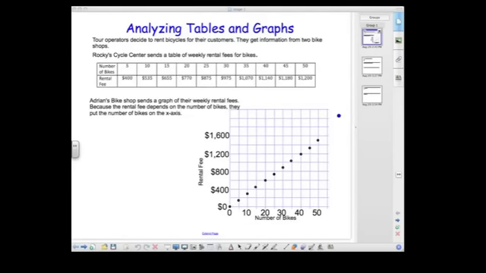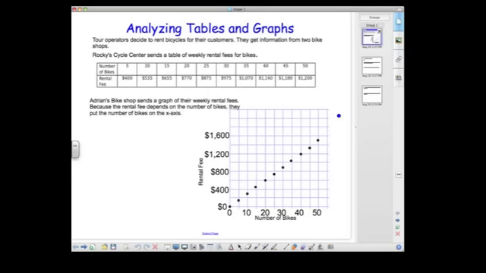Today we're talking about analyzing tables and graphs and looking at two different data sets in addition to two different types of data portrayal, and using that information in order to make an informed decision about the issue at hand. So the question that we're looking at says that tour operators decide to rent bicycles for their customers.